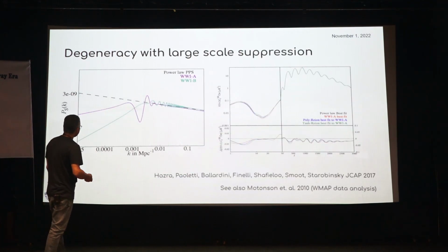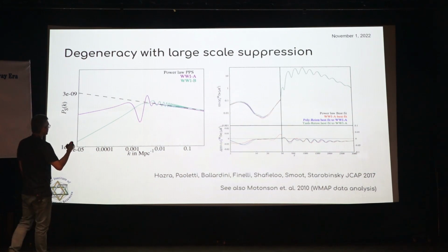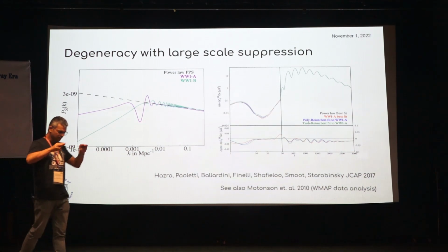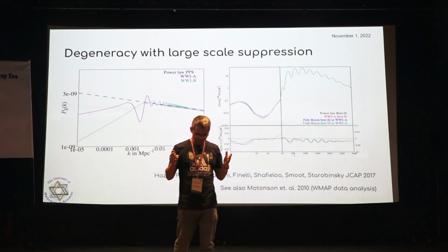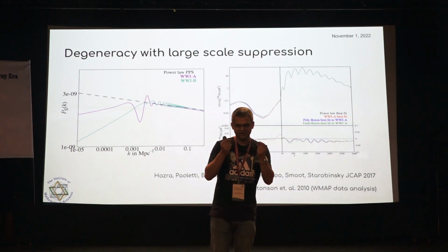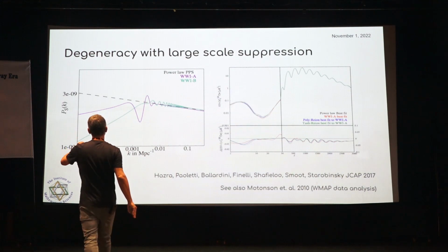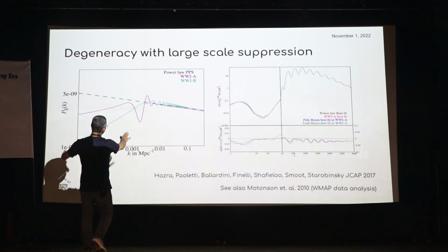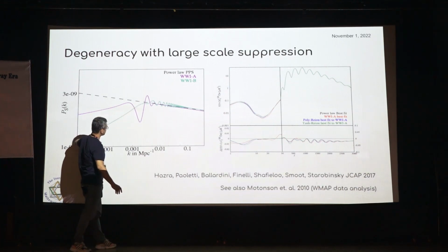Okay, fine. Now it comes to the degeneracy with the large scale suppression. As I said, now let us say the parameterization of the power spectrum does not depend on just two parameters, not just n_s and A_s. I say that there is a suppression in the power spectrum. Let us forget all this about this. So let us say that we add a suppression.